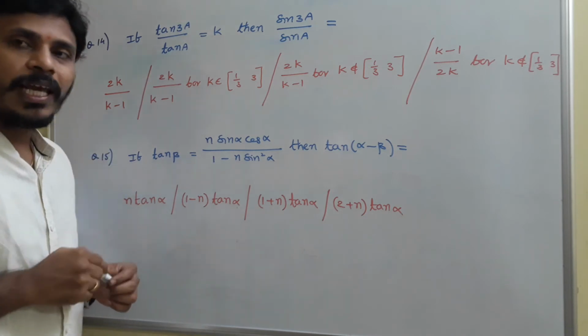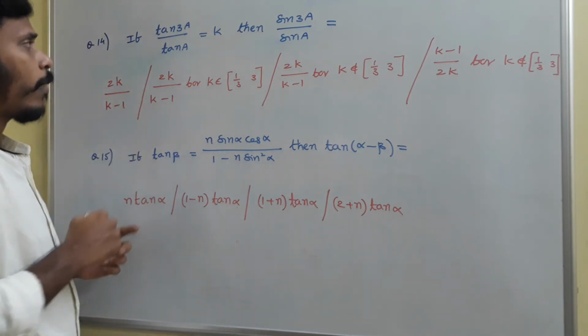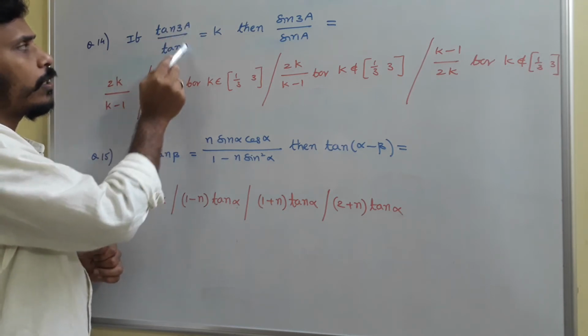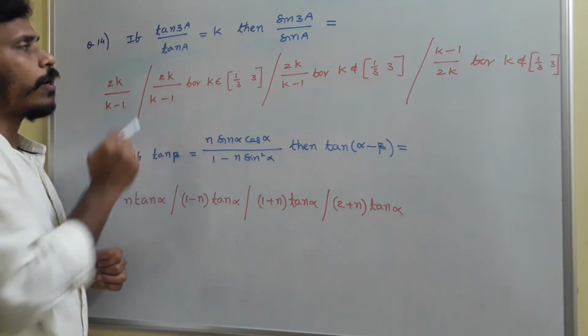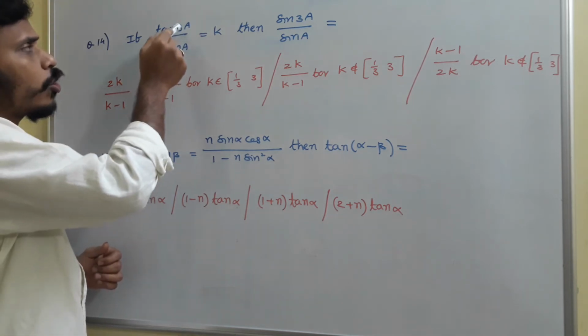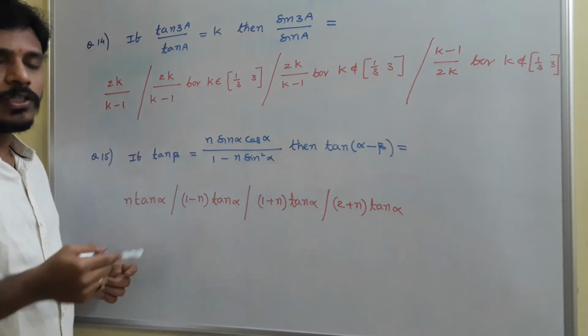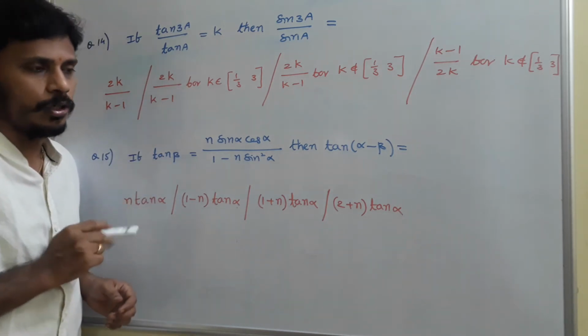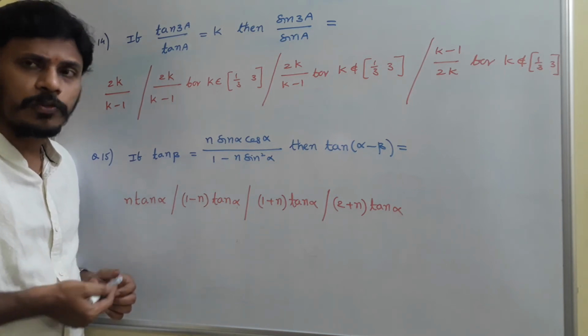If you wish to take A as 0 degrees, there is some problem actually here. Why? Because if A is 0 degrees, numerator is tan 0, denominator is also tan 0 if you replace A with 0. So tan 0 and tan 0 means 0 by 0, so it does not exist in mathematics, okay? And that's why you don't take A as 0 degrees. Then you need to choose some other option, okay?